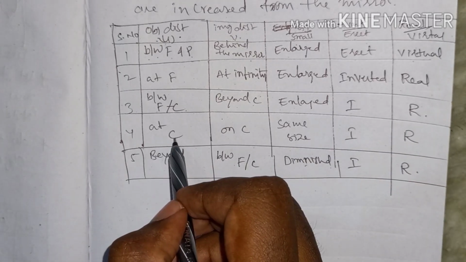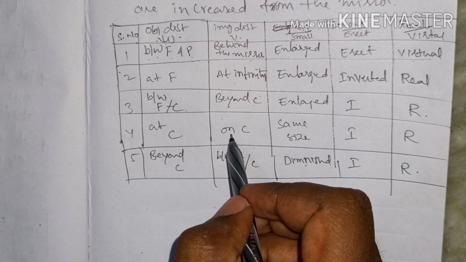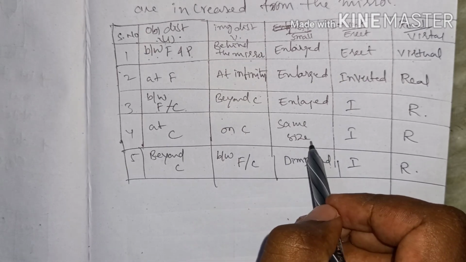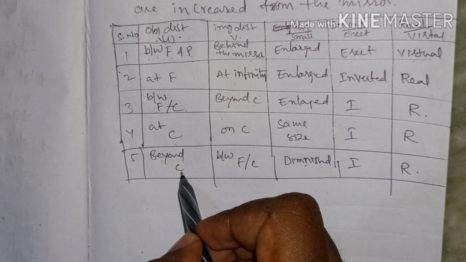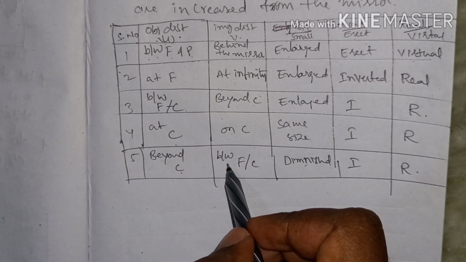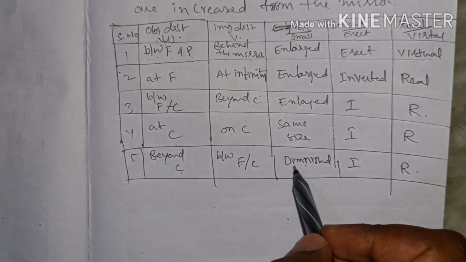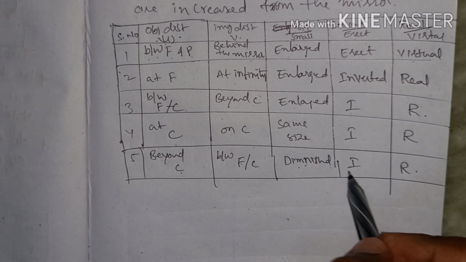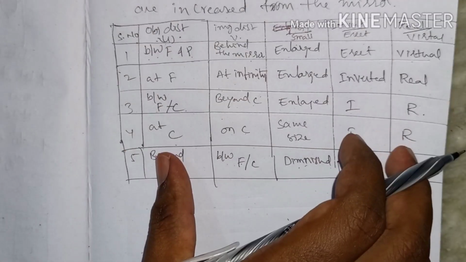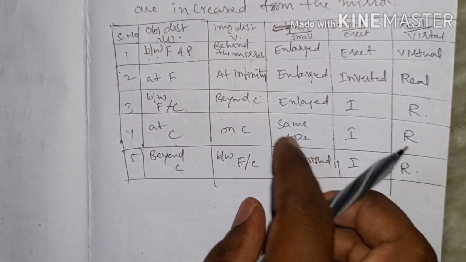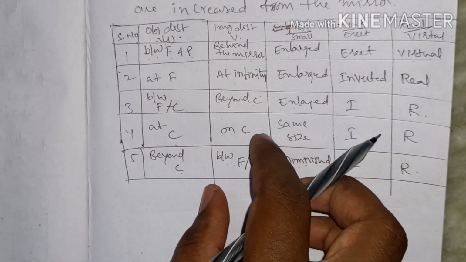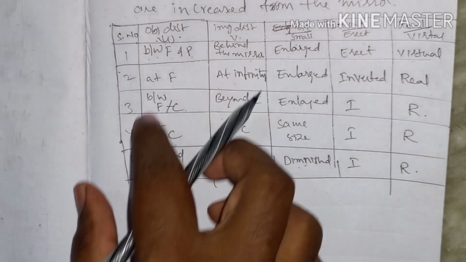At the center of curvature, the image is formed at the center of curvature again, the same size, inverted, real. Beyond C, that means beyond the center of curvature, the image is formed between the focal point and center of curvature, and it becomes diminished, inverted, real. It is a very important table from the examination point of view also. If you learn this table you will get one or two more questions. Later on I will explain this table very clearly.